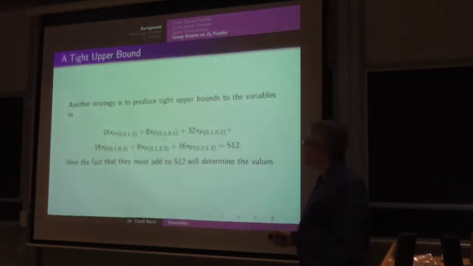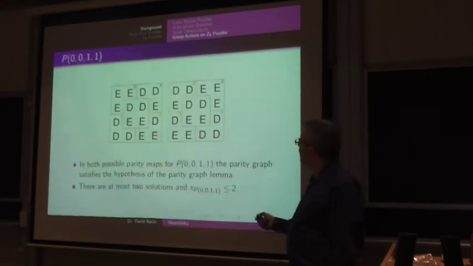Okay, but we're close to proving everything. So I want to complete that table totally. And one way we can do that is to try to find tight upper bounds. So if we can get the right upper bounds for each of these, then the only way they can add up to 512 is if they're at their limit. So what I'm going to do is I'm going to just look quickly at some of these cases.